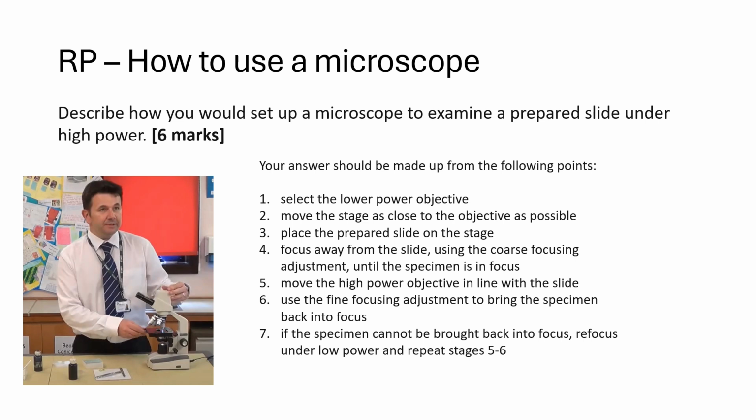1. Select a lower power objective lens. 2. Move the stage as close to the objective lens as possible. 3. Place the prepared slide on the stage. 4. Focus away from the slide using the coarse focusing adjustment until the specimen is in focus. 5. Move the high power objective in line with the slide. 6. Use the fine focusing adjustment to bring the specimen back into focus. And 7. If the specimen cannot be brought back into focus, refocus under low power and repeat stages 5 to 6.